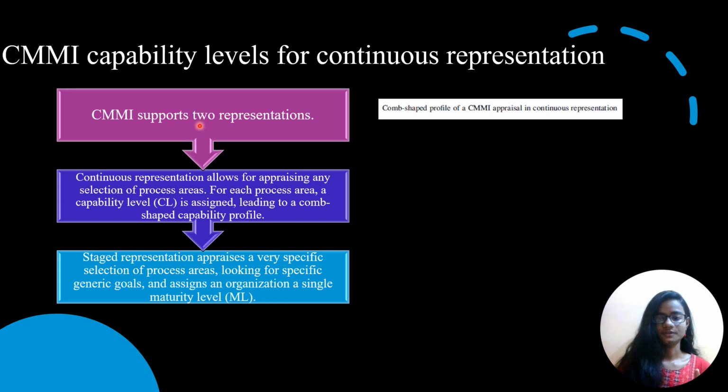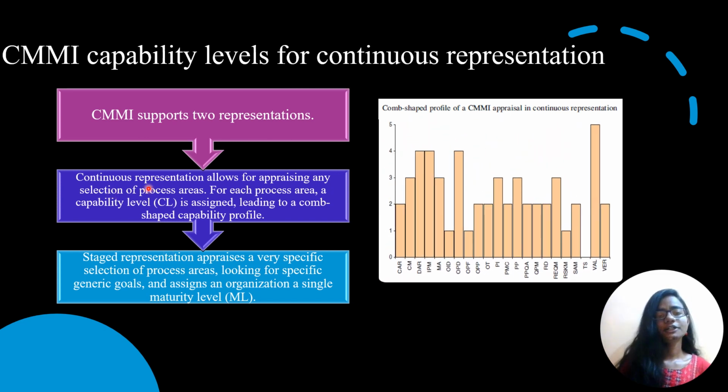Then we have the capability levels. We have two kinds of representations: CMMI will support two types of representation. One is continuous representation and the other is staged representation. Continuous representation is focused on a selection of process areas, whereas staged representation is very specific on the selection of process areas. The continuous representation will have a comb shaped capability profile. We can see that when we tilt it vertically, this shape looks like a comb. The profile of the continuous representation will be comb shaped, as displayed in this image.